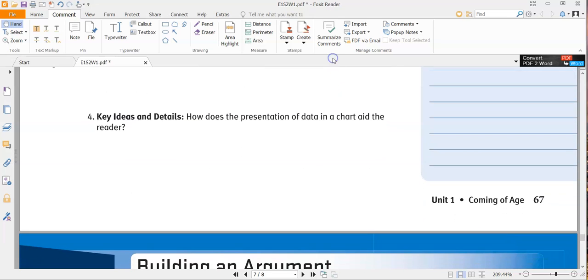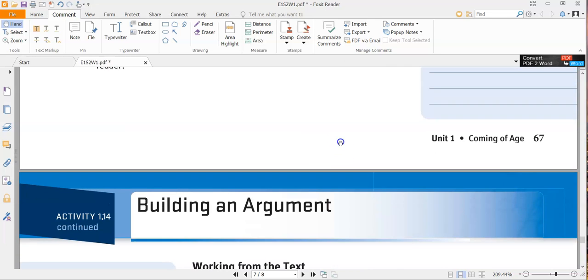So for number 4, it says, how does the presentation of data in a chart aid the reader? So how does that little chart they gave us help the reader understand what the argument is? That's what it's asking you there.